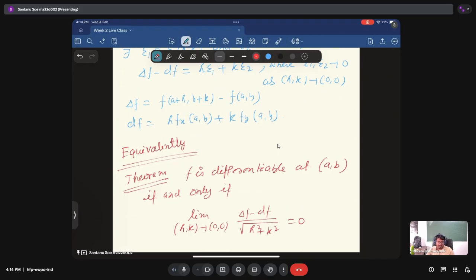Then we can try to see if the limit goes to 0 or not. If it goes to 0, then the function will be differentiable. And if the limit does not go to 0, then the function will not be differentiable at the given point (a, b). So let us solve some questions, and then we can see what's going on, and we can understand the problem very nicely. Okay.